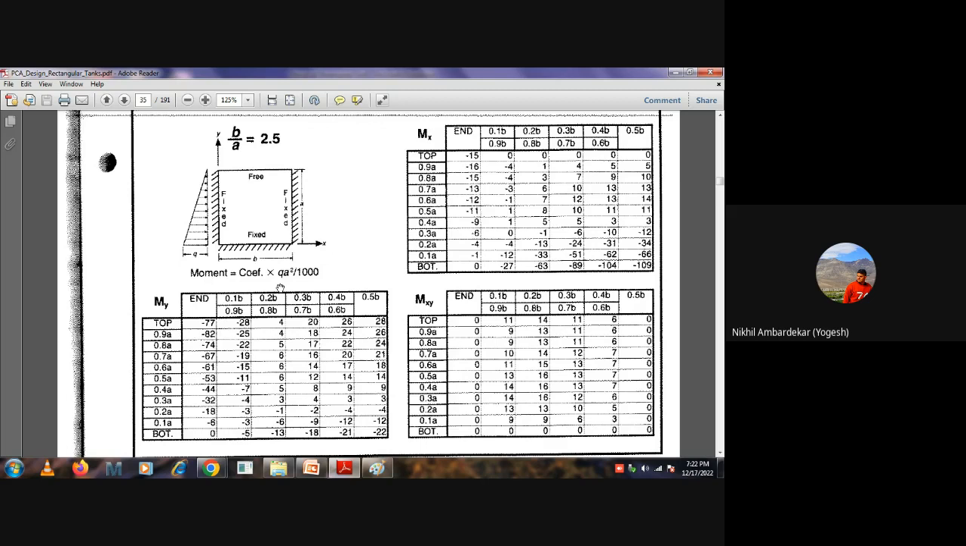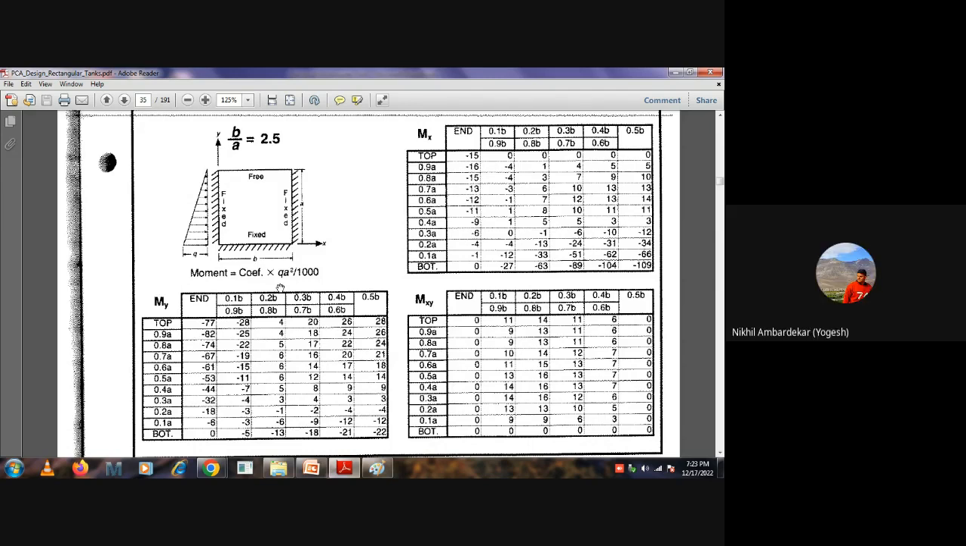You got the answer? 136.25. Okay, correct. 136.25, and that is without factored. If you want to find the factored value, based on your load combination you may need to add the factor also, like 1.2 or 1.4. But understand how to calculate bending moment MX.